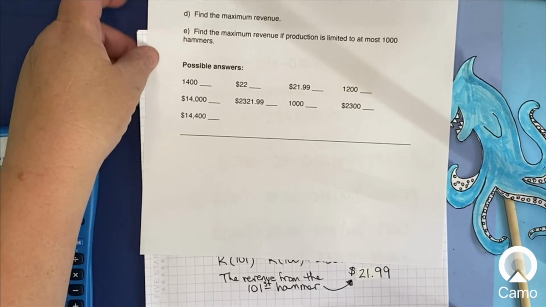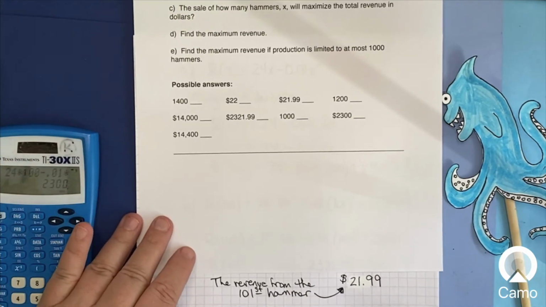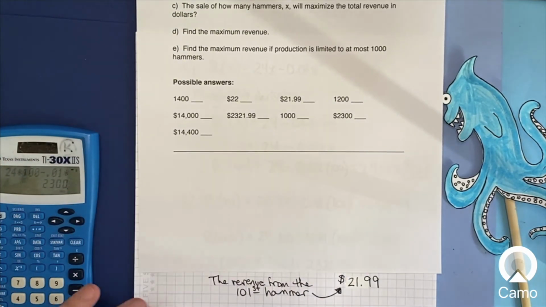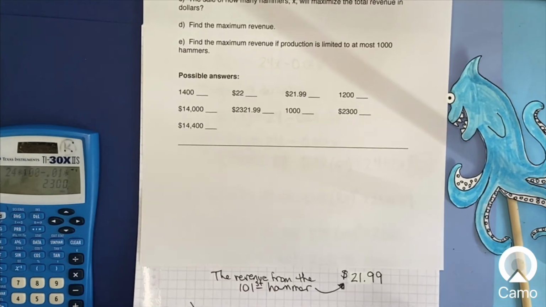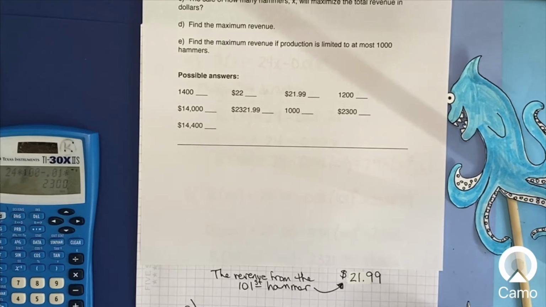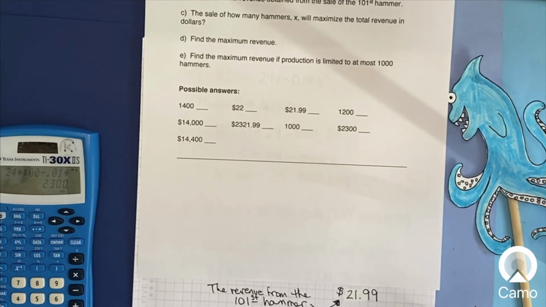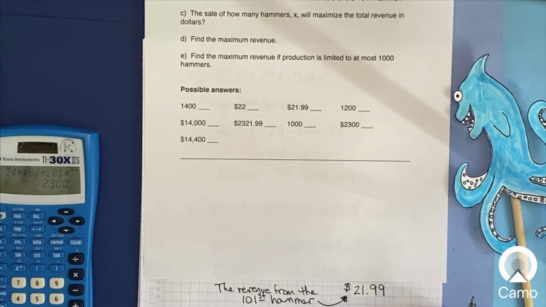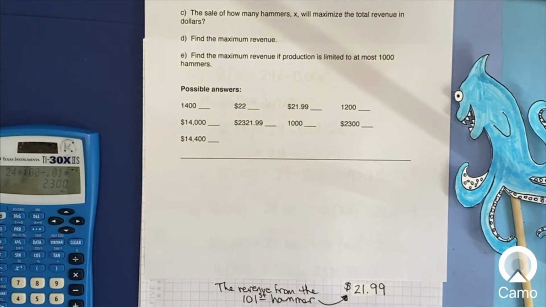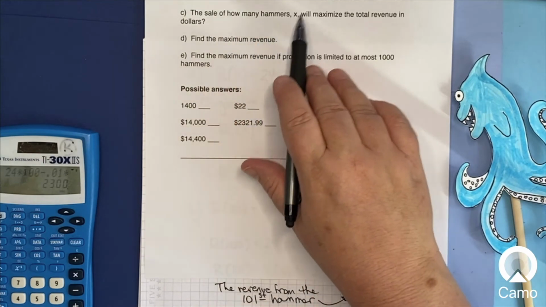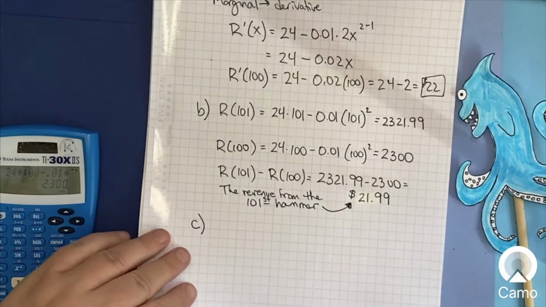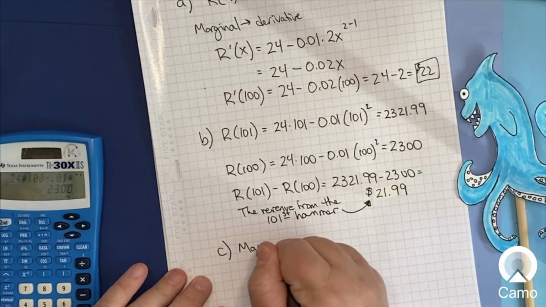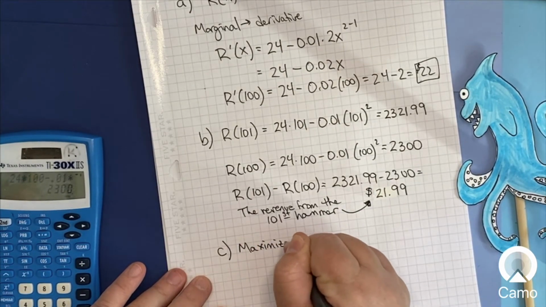You'll notice I'm not trying to do any matching yet. I'm going to do the matching at the very end. Part C. Oh, you can't see this. You can't see this? Ha ha. Okay, I'll read it, but then it has to go away because there's no way to get these both in the screen at the same time. So the sale of how many hammers X will maximize the total revenue in dollars? So in part C, we want to maximize revenue.